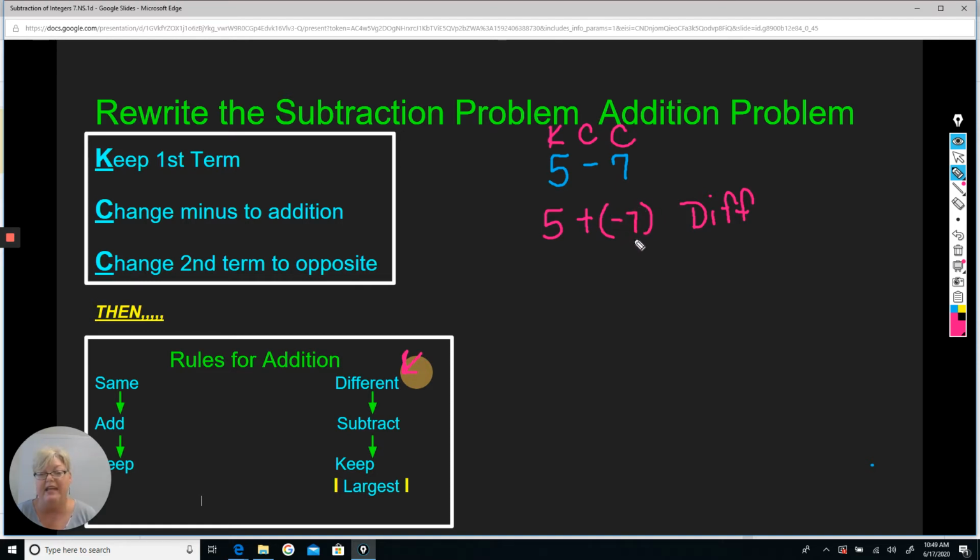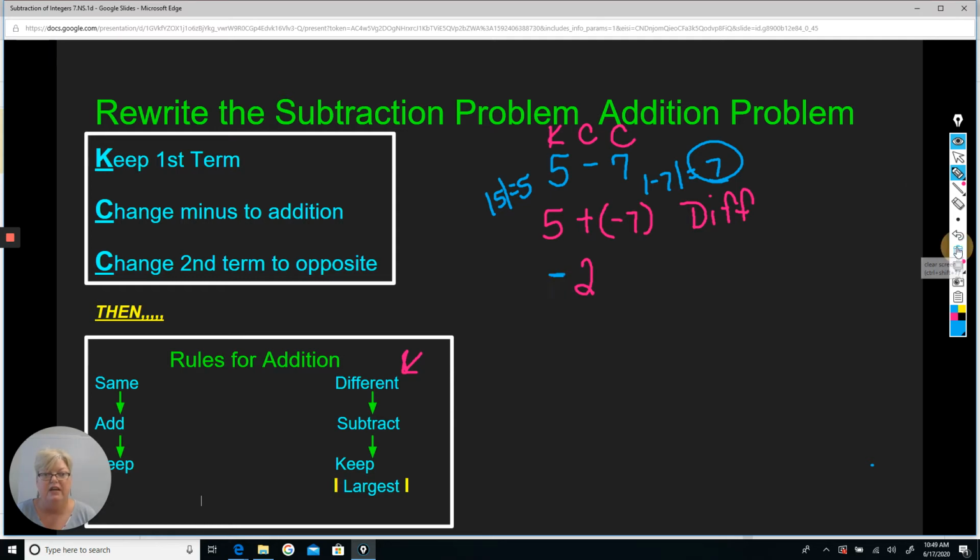I'm going to put it in my head, and I'm going to say 7 minus 5. 7 minus 5 is 2. And I'm going to keep the sign of the largest absolute value. So the absolute value of negative 7 is 7. The absolute value of 5 is 5. And the largest one is 7. So I'm going to keep the negative. So the sum of 5 plus negative 7 is negative 2.